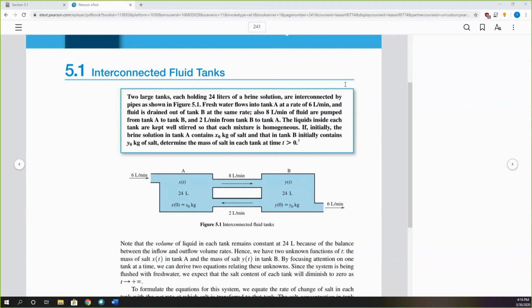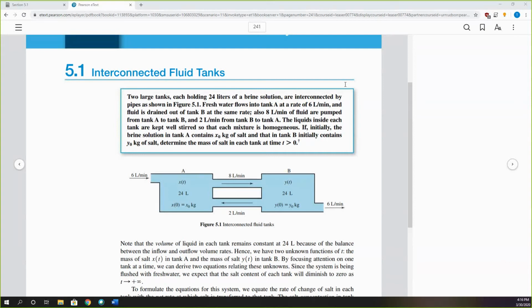Here we go. Section 5.1. Start. So in Chapter 5, what we're going to be doing is the same stuff we were doing before with solving these differential equations, but now we're not going to look at one differential equation, we're going to look at a system of differential equations. Section 1 is all about solving this one problem. So here we go.